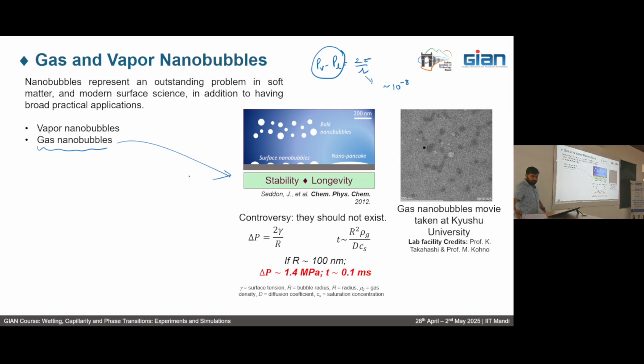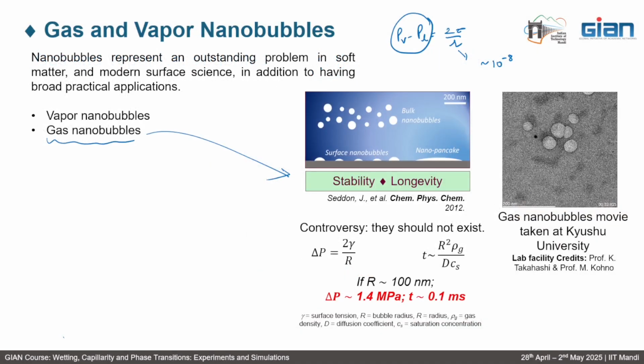And these are some bubbles on which I worked. Maybe I can show you this movie. So this is a movie of bubbles nucleating. Okay, so I think I have to switch it off, and yeah. So just look at this scale. This is 200 nanometers. So these bubbles are on the order of around 50-60 nanometers.